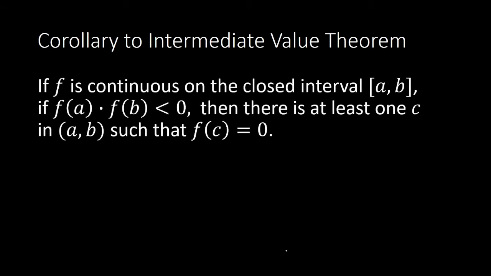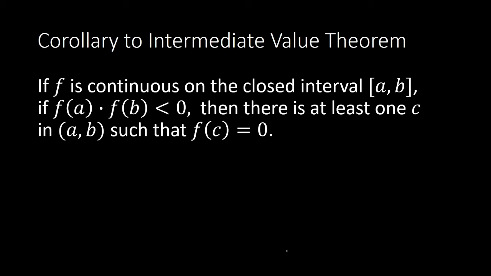If f is continuous on the closed interval [a, b], if f of a times f of b is less than 0, then there is at least one c in the open interval (a, b) such that f of c is equal to 0. I will pause. But I will not go to the next slide right away because I want you to read this sentence again carefully and be mindful of what the corollary to the intermediate value theorem is telling you.